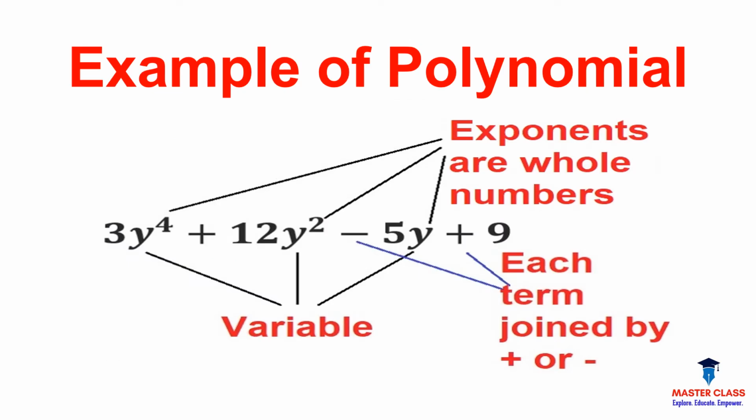Here is an example of a polynomial. As can be seen, there is a variable, in this case y. All the exponents of the variable are whole numbers, in this case 4, 2, 1 and 0. And each term of the polynomial is joined to the other by an addition or a subtraction sign. Therefore, 3y raised to 4 plus 12y squared minus 5y plus 9 is a polynomial.